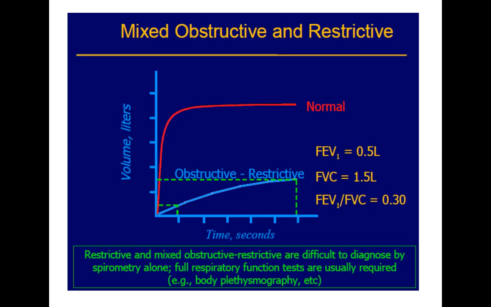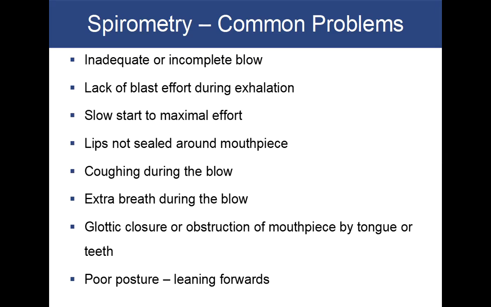Spirometry, the common problems in a test are incomplete blow, lack of blast effort during inhalation, slow start to a maximal effort, lips not sealed around the mouthpiece, coughing during the blow, extra breath during the blow, glottis closure or obstruction of the mouthpiece by the tongue or teeth, poor posture and leaning forward. Thank you very much.